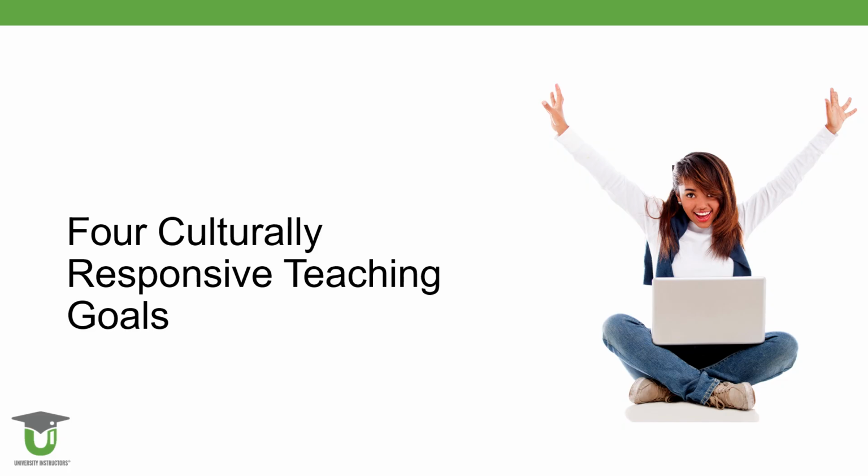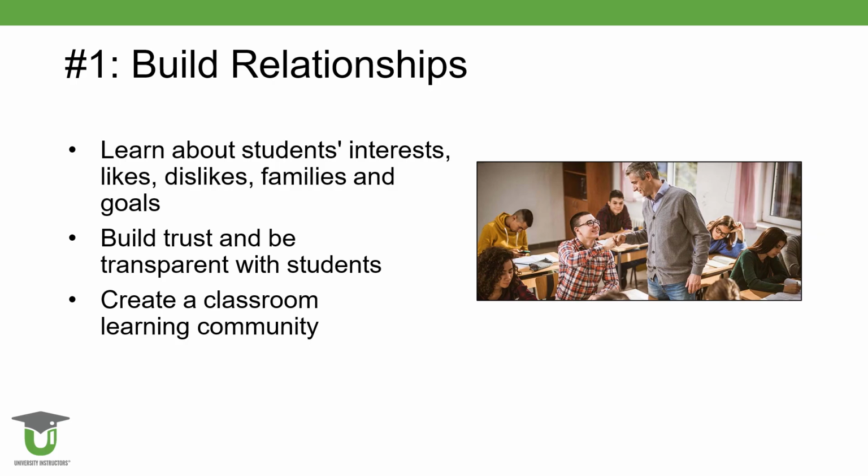In this next section, we discuss ways you can work towards a culturally responsive classroom through your own actions. First, build relationships. Prioritize relationship building by intentionally learning about students' interests, preferences, families, and academic and personal goals. Establish trust through transparency, consistency, and authentic communication with students. Foster a collaborative classroom learning community grounded in mutual respect, belonging, and shared responsibility.